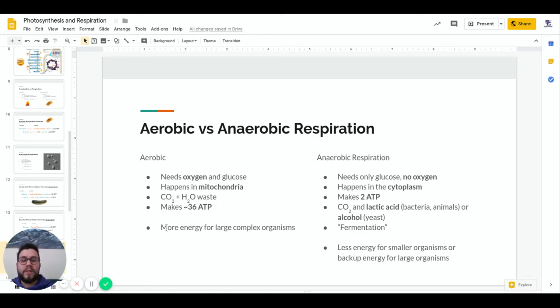Aerobic respiration makes more energy, so that more energy supports large complex organisms. Anaerobic respiration makes less energy, so it cannot consistently support large organisms, only small organisms, but large organisms can use it as a backup.